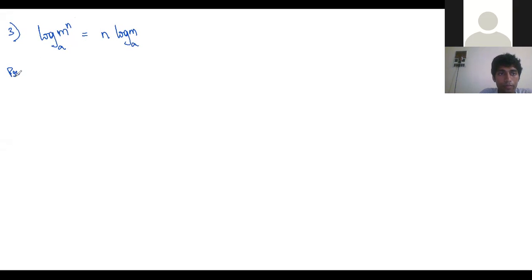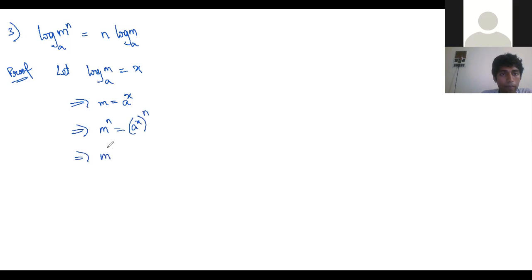Proof. Again the same thing. Let log m to the base a equal x, which implies m is equal to a power x. So if I take power n on both sides, can I say m power n is equal to a power x whole power n, which implies m power n is equal to a power n times x.